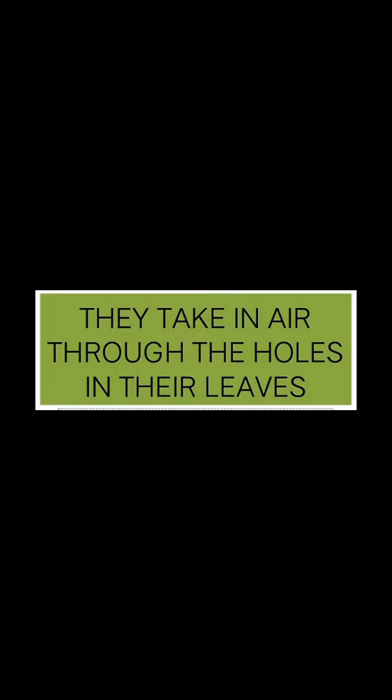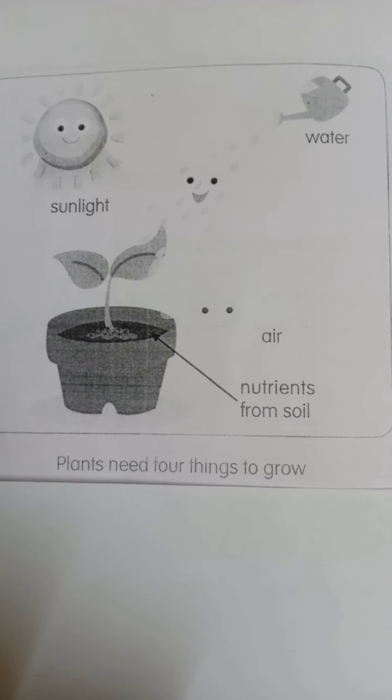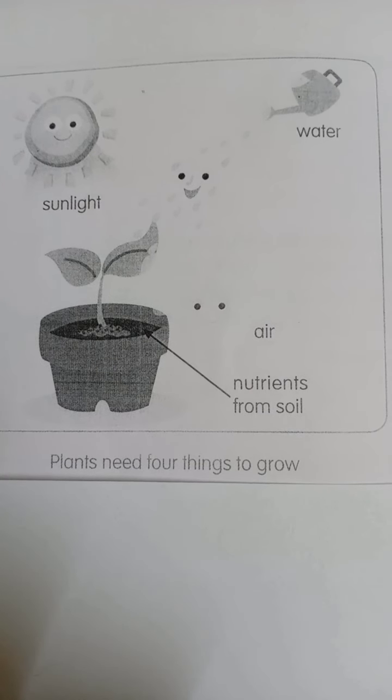They take water from the soil through the roots. They receive sunlight and absorb it through their leaves. They take in air through the holes in their leaves. They get nutrients from the soil through the roots. If a plant does not get these things, it will not grow. Here, a plant needs 4 things to grow.